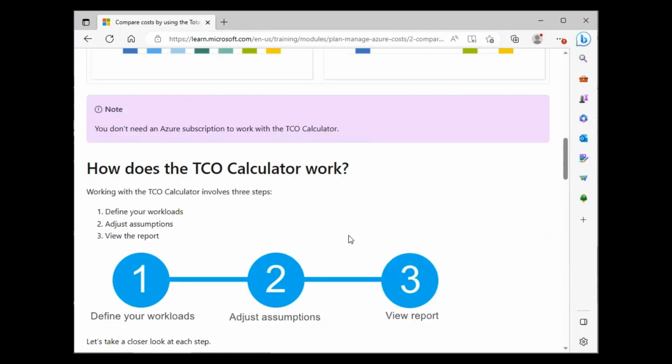Working with the TCO calculator involves three steps. One, define your workloads. Two, adjust assumptions. And three, build the report.